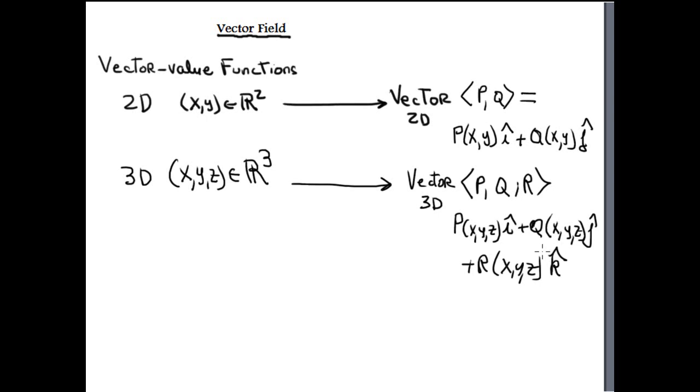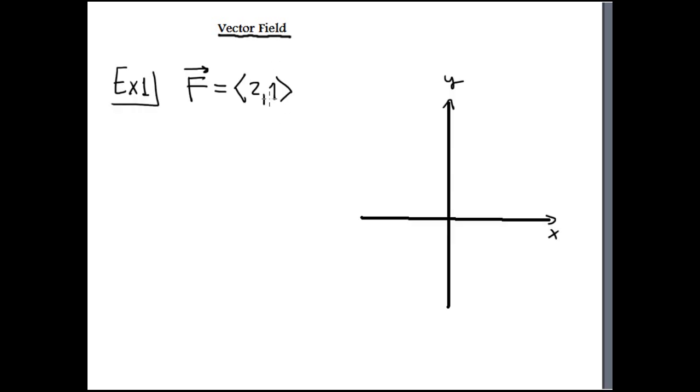Let's see examples to understand vector fields. Okay, the first example is very easy. This vector field is formed by two constant functions, 2 and 1. That means that independent of the point, the vector is always the same. Okay, 2 comma 1. Suppose this point: the x component is 2, the y component is 1.